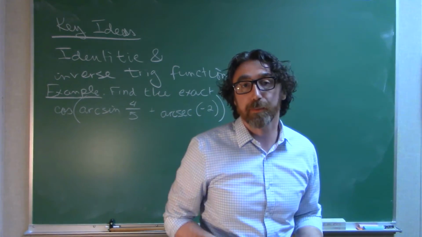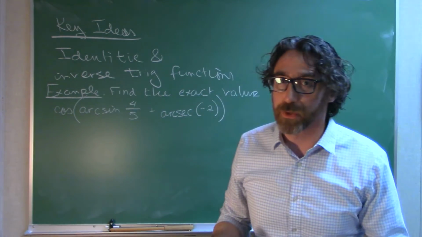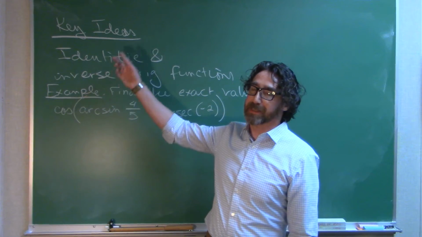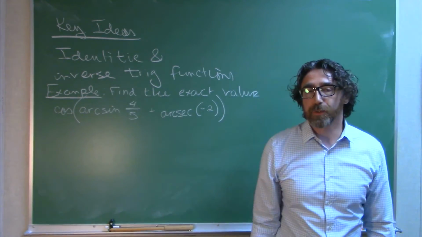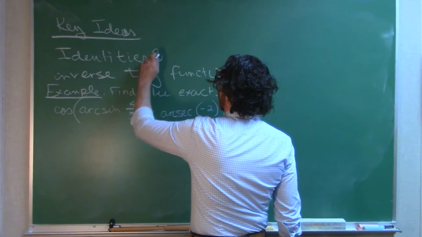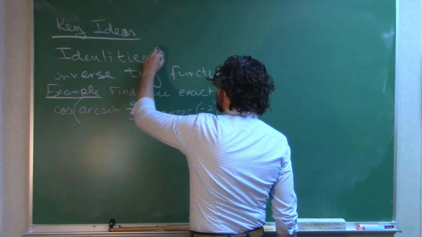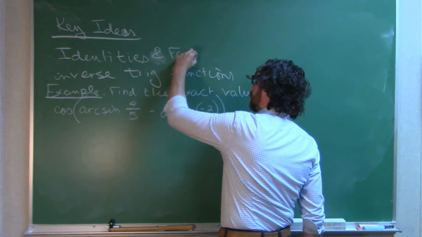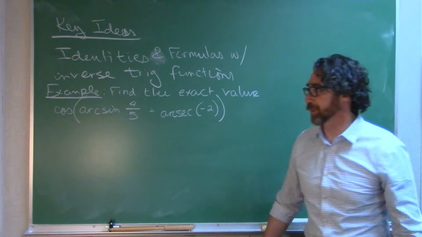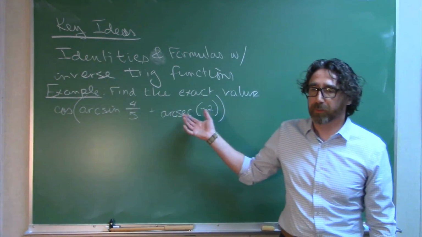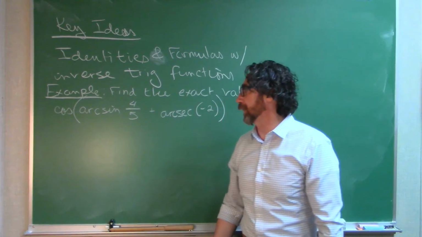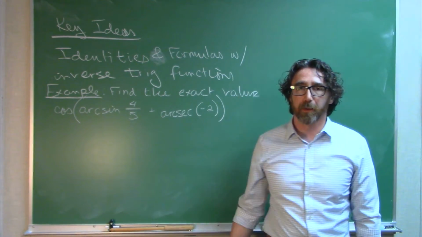We are continuing our work with these inverse trig functions, and we are going to talk about applying identities when inverse trig functions are involved. Let's call it maybe identities and formulas with inverse trig functions. So let's look at this example right here. I've got an expression and I'm asked to find the exact value of this expression.